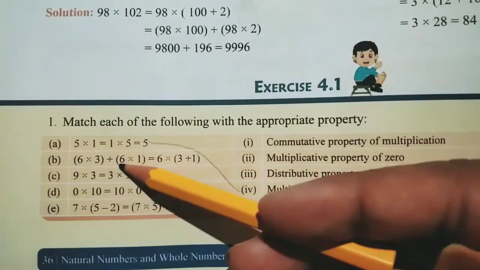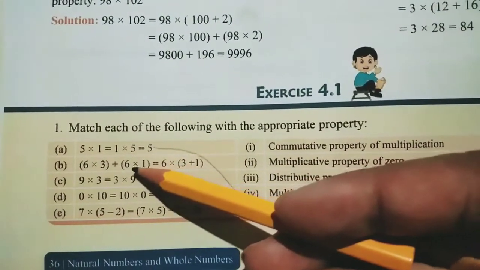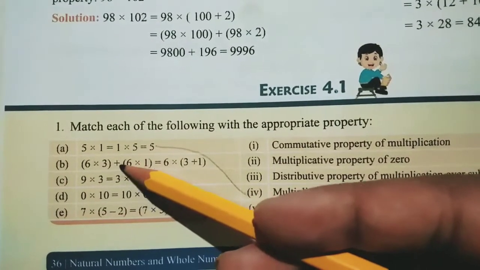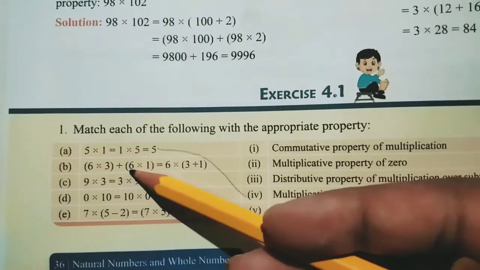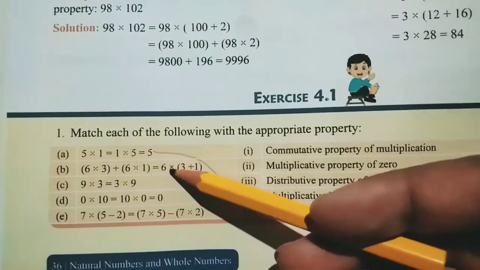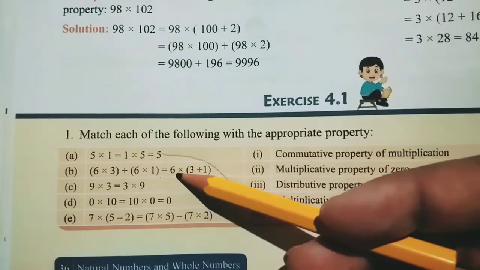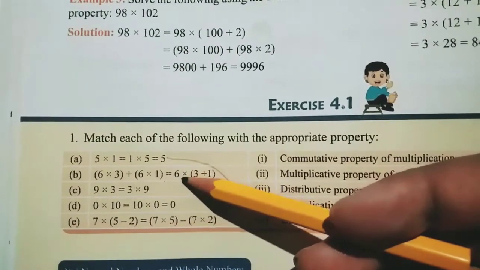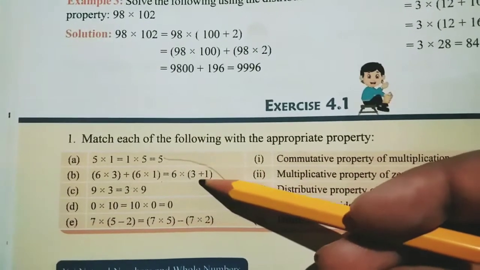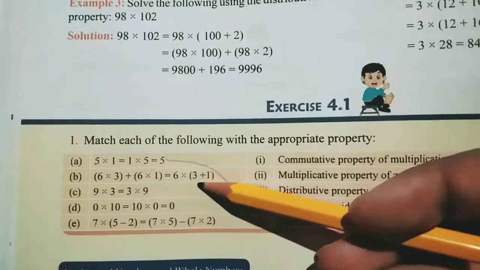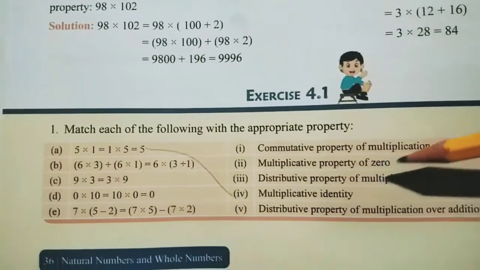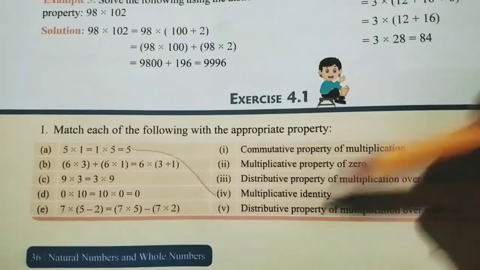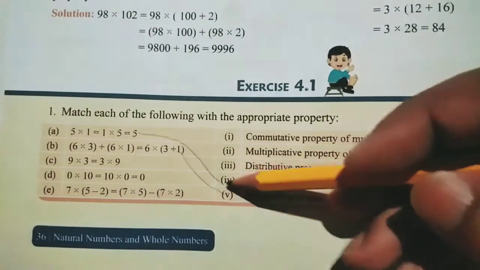Now b: 6 into 3 plus 6 into 1. You can see multiplication is there and in between there is a plus sign, and 6 is common here. So it is taken as common: 6 into (3 plus 1). This is multiplication and addition, so this is the distributive property. Distributive property of multiplication over addition, because inside the bracket it is addition. So b matches number 5.